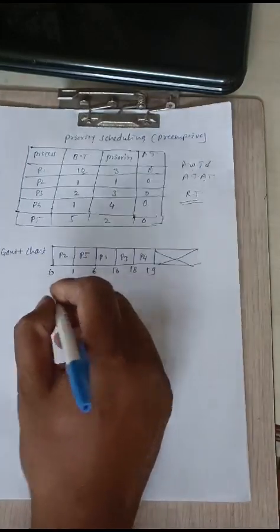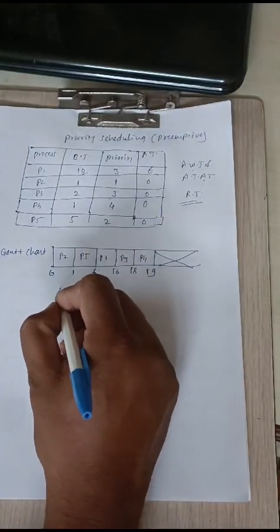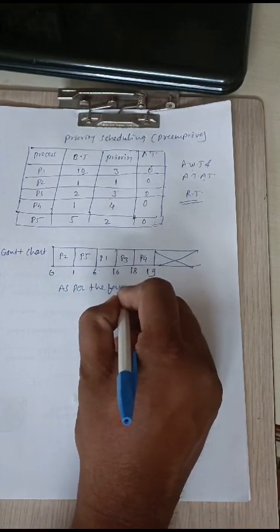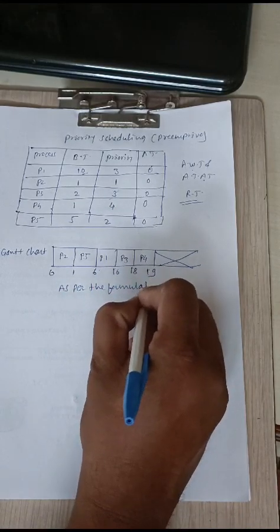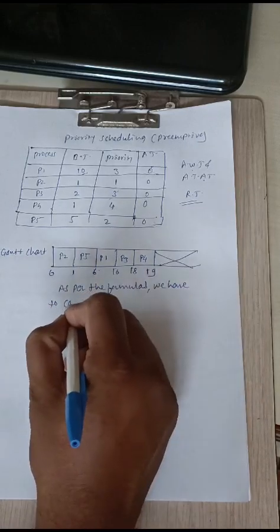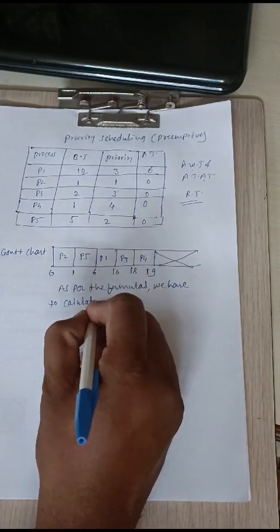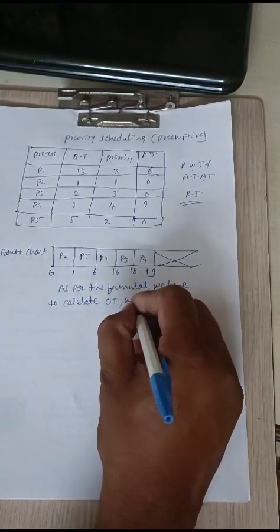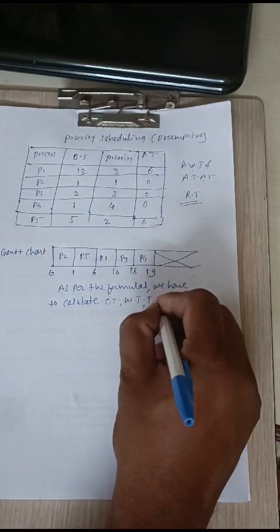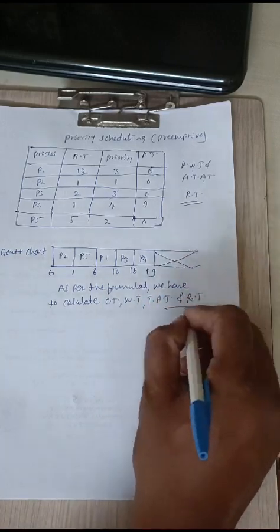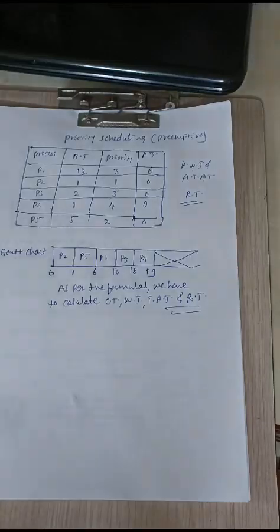So we have got our Gantt chart. Now as per the formulas, we have to calculate completion time, waiting time, turnaround time, and response time. Calculate, guys, and let me know. Thank you.